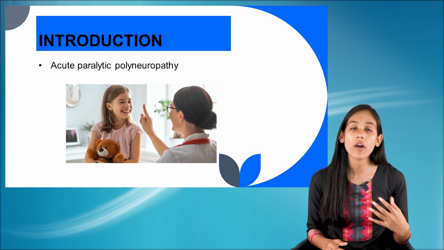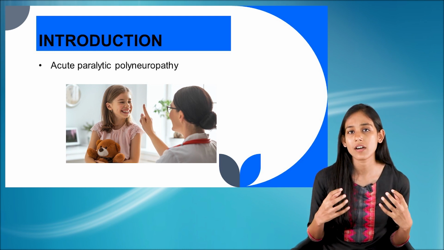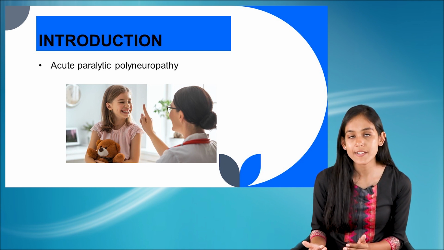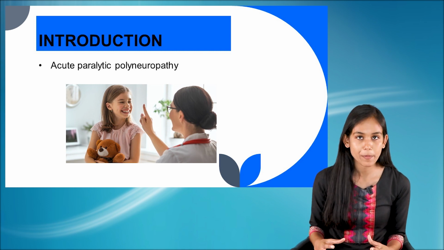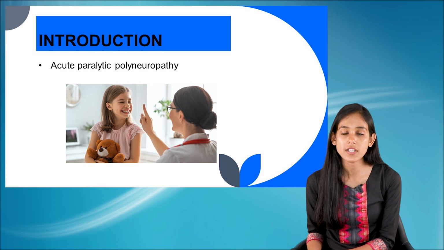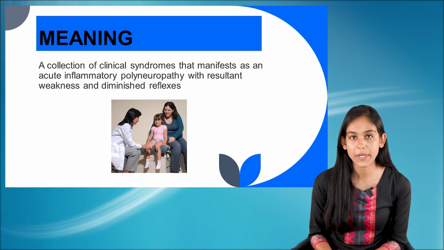And then there would be polyneuropathy. So polyneuropathy means it would affect the peripheral nerves. So basically there would be paralysis which would be symmetrical, and also there would be polyneuropathy. That means it would affect the peripheral nerves, it would damage the peripheral nerves. So let us see the meaning of Guillain Barre syndrome.